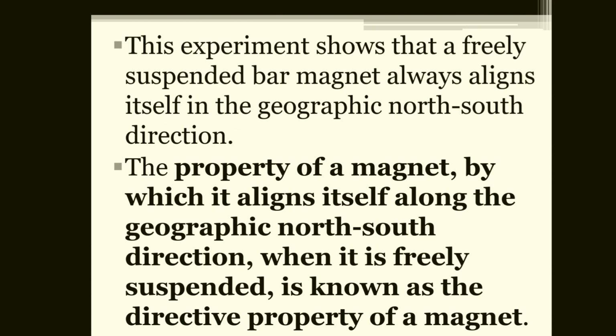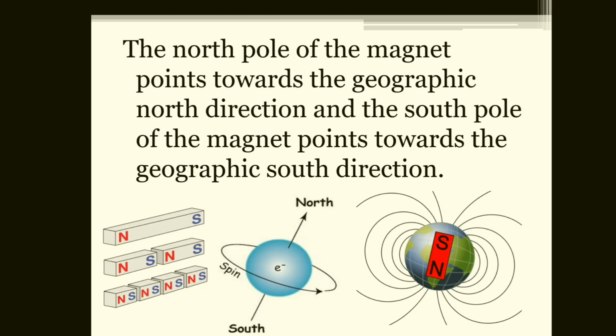So from this experiment we understood that a freely suspended bar magnet will always stop in the geographic north-south direction. It will always align itself in the geographic north-south direction. This property by which it aligns itself along the geographic north-south direction when it is freely suspended is called the directive property of a magnet.